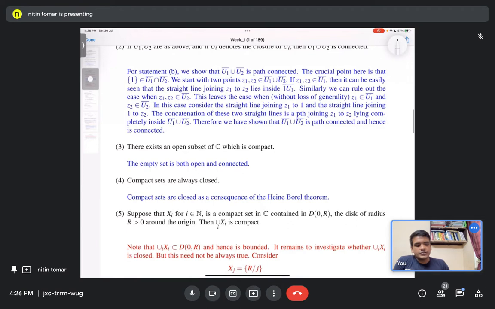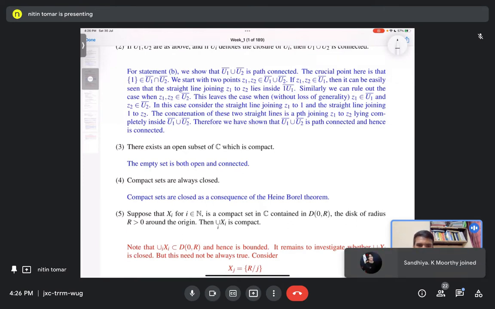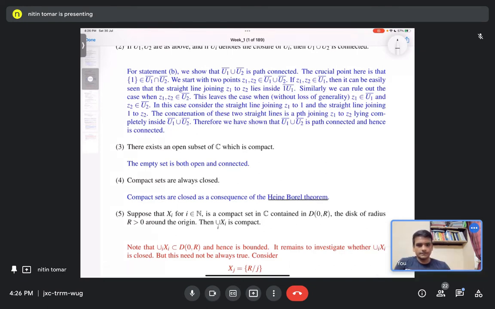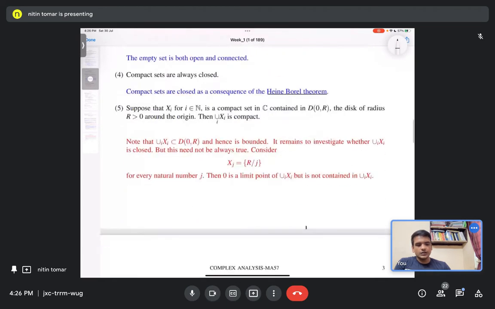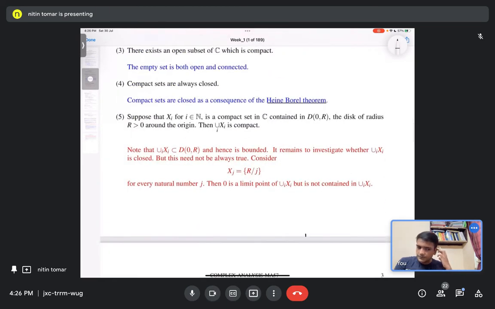Now the fourth question is, are compact sets always closed? The answer is yes, and this is a well-known theorem known as the Heine-Borel theorem. So this statement is true. Now the fifth one is interesting. It says, if you have a disk, D(0, r) means it is a disk of radius r.